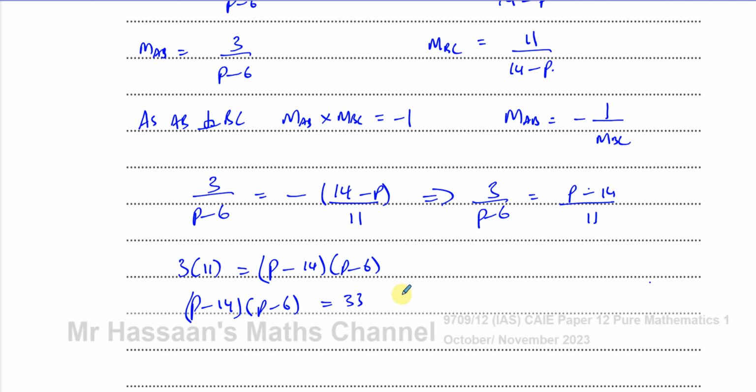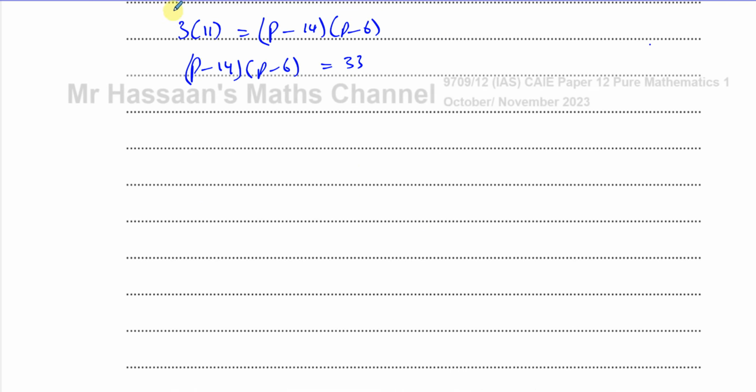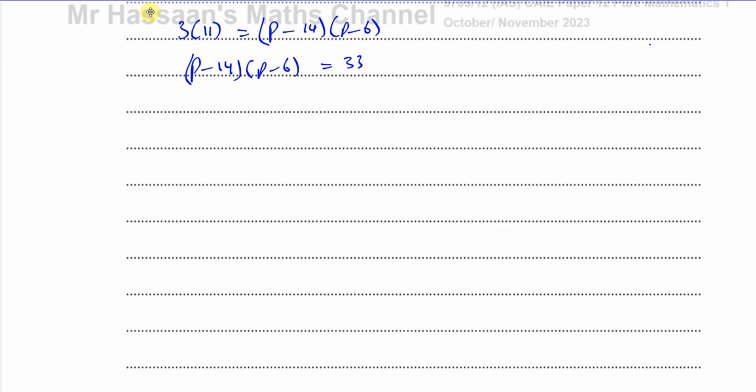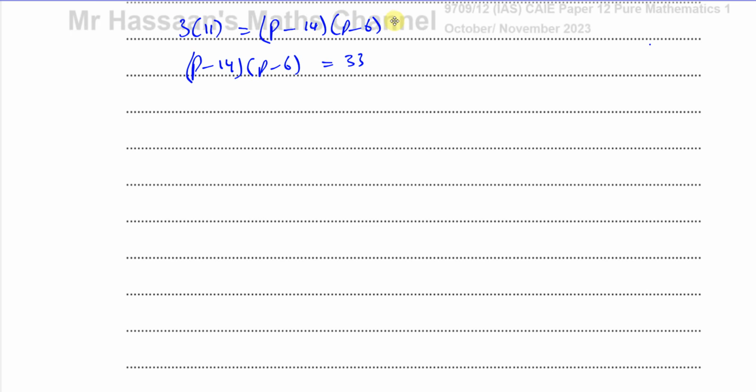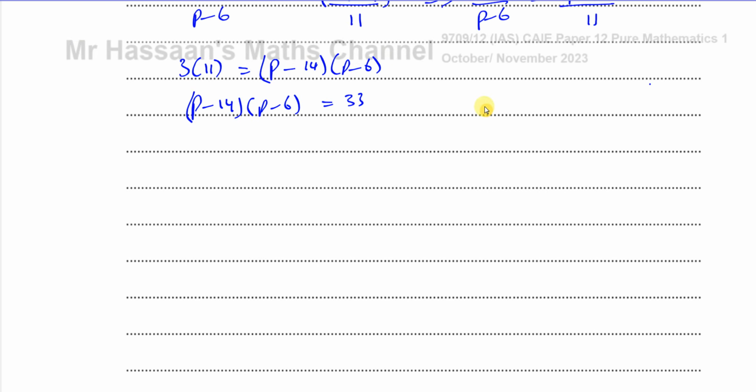Now, a mistake that many students make, which is a hangover from not understanding the reasons why we do things, just learning without understanding, is that they would say here either P minus 14 equals 33 or P minus 6 equals 33, which is completely wrong. When we solve a quadratic equation by factorizing, we use what's called the zero product property, which is when you have two things multiplied to give you 0, one of them has to be 0 or the other.